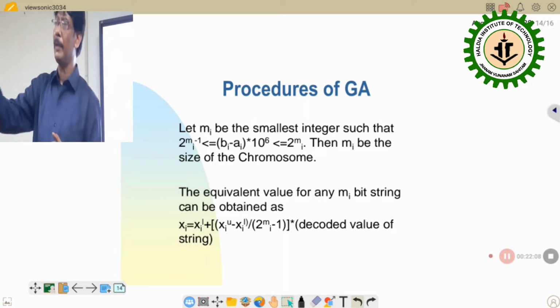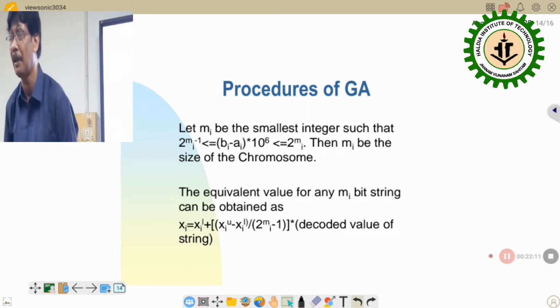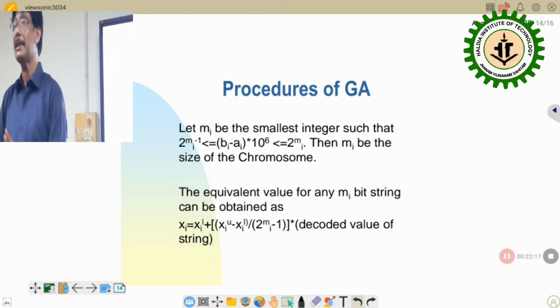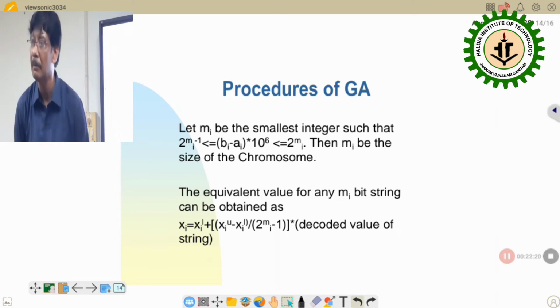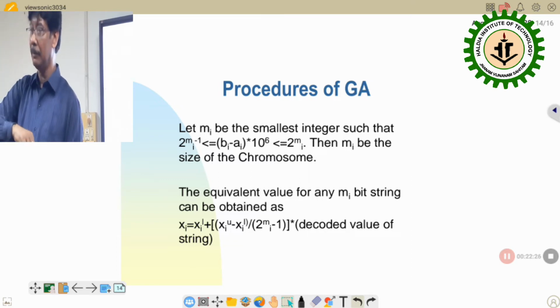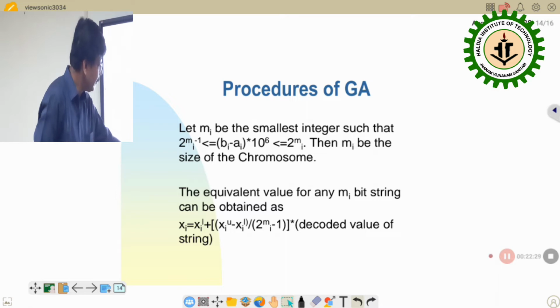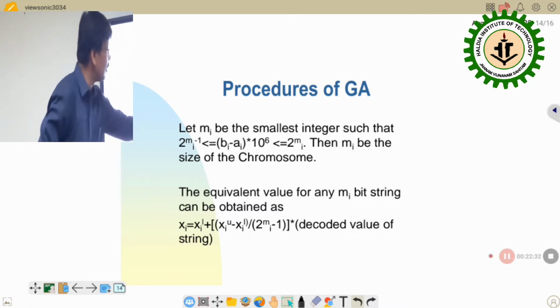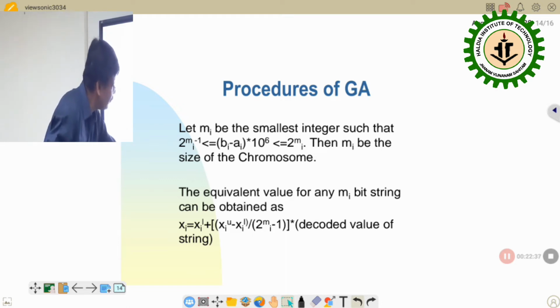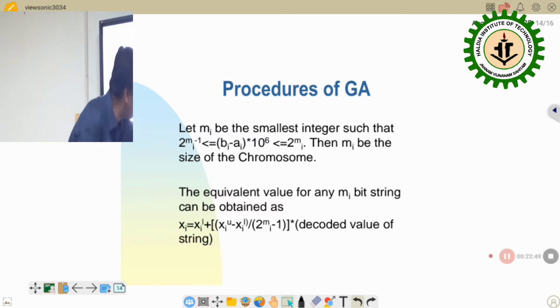And whatever function you have mentioned, say x square minus 3x plus 2, this is the function you want to optimize, to maximize or minimize. For what value of x will it give you the global maximum, for x suppose from 0 to 10? Then you have to convert from binary to decimal value. What is the calculation? XL, what is XL? Suppose a is equal to 2, b is equal to 5. XL is equal to 2 plus (5 minus 2), because x is from 2 to 5, the upper bound minus 2, divided by 2 to the power 10 minus 1, multiplied by the decoded value of the string.